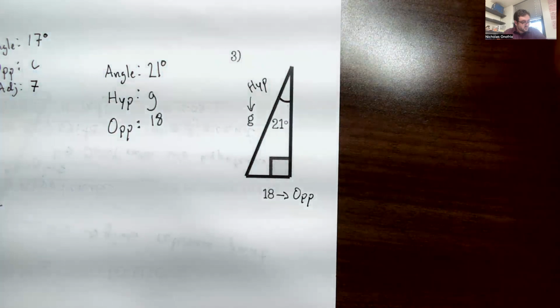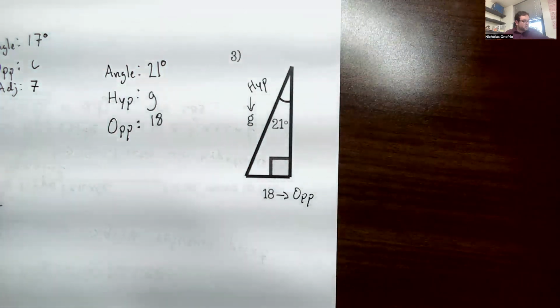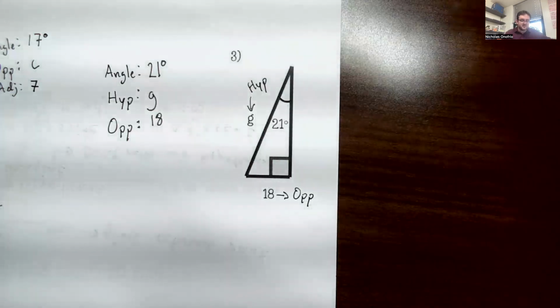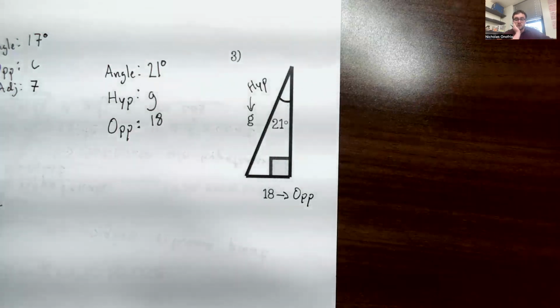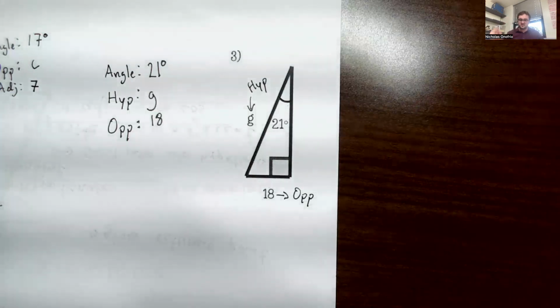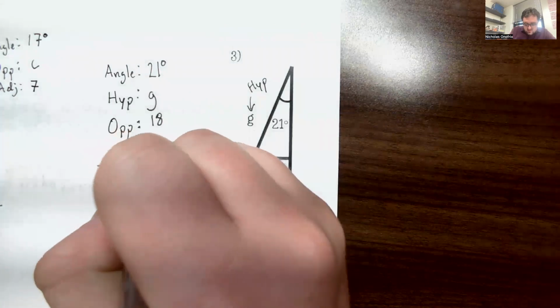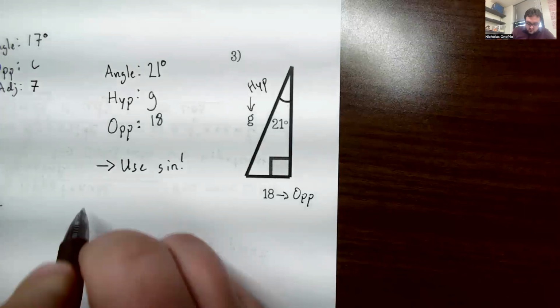Okay. Now what you need to do is let's look at our formulas and figure out which one of our trig ratios uses the opposite side and the hypotenuse. Or we can even look at step 3. Since we were given the opposite side, we know that we need to use sine. So let's write our equation.